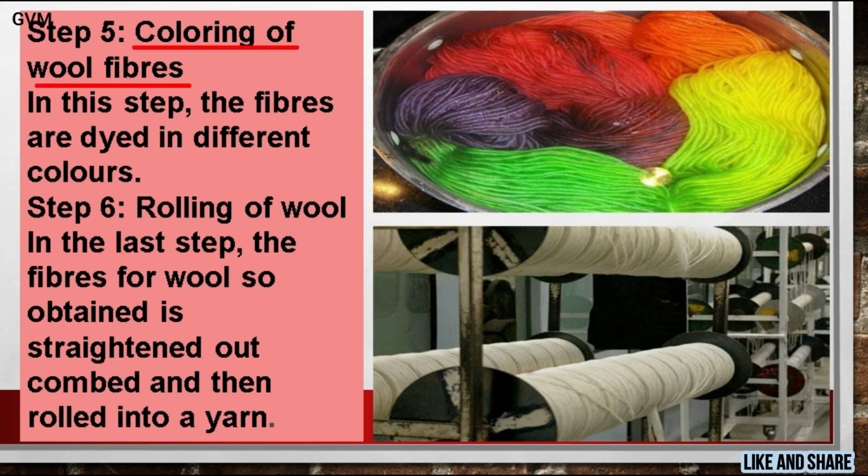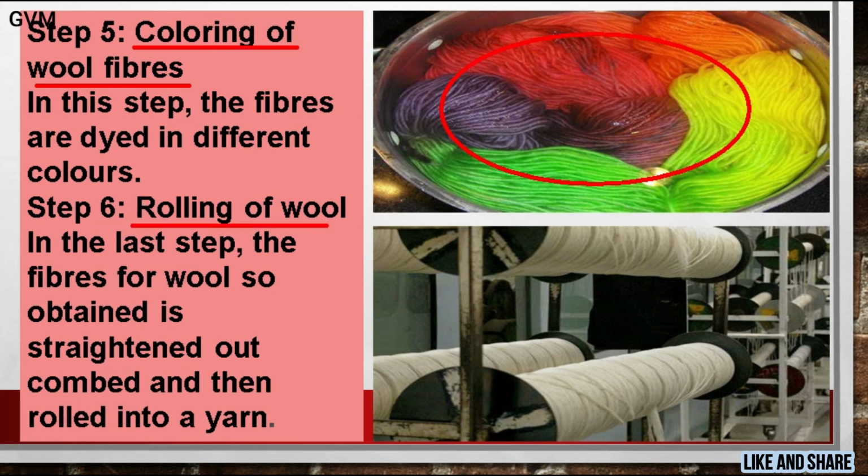Now students, in this step the fibers that are obtained from the sheep are dyed in different colors. As you can see here in this image, the fleece of the sheep is dyed into different colors. Now the next step after coloring of wool fiber is rolling of wool.